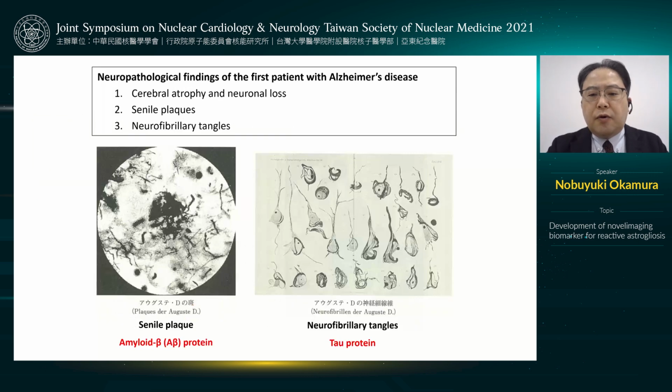The neuropathological characteristics of Alzheimer's disease were described by Dr. Alois Alzheimer about 100 years ago, after postmortem examination of the first patient with this disease. The first is cerebral atrophy and neural loss. Second is senile plaques, which are currently known as aggregates of amyloid beta protein. And the third is neurofibrillary tangles, which are composed of hyperphosphorylated tau protein.